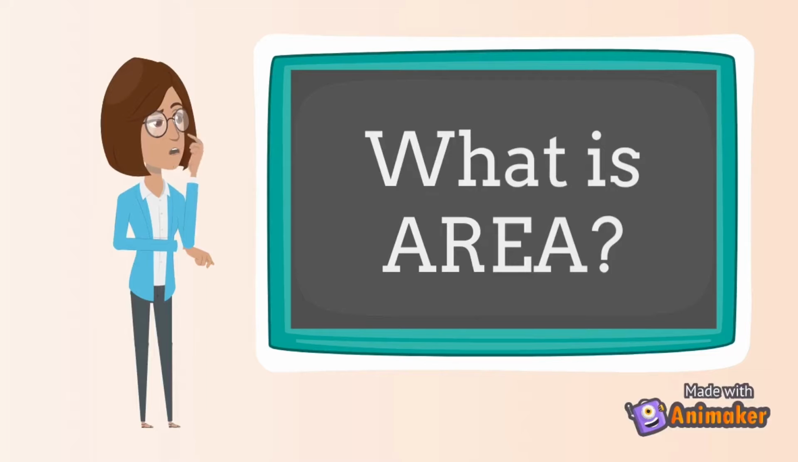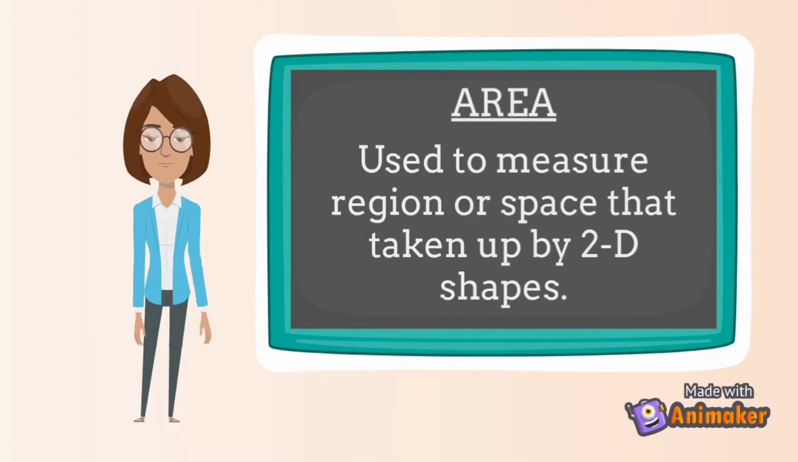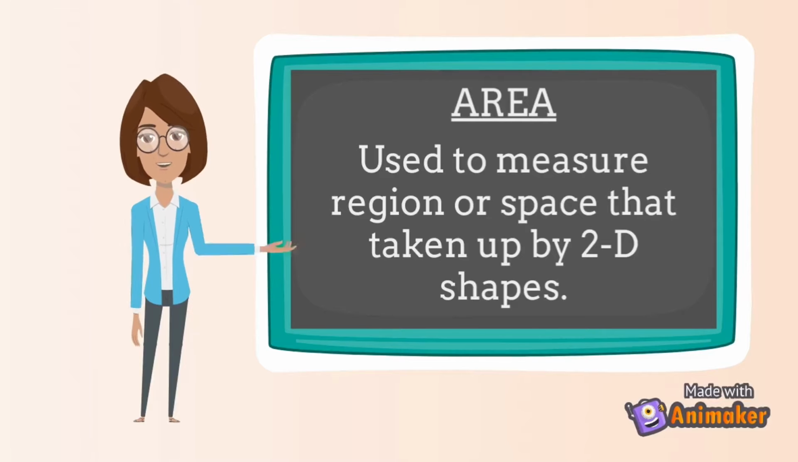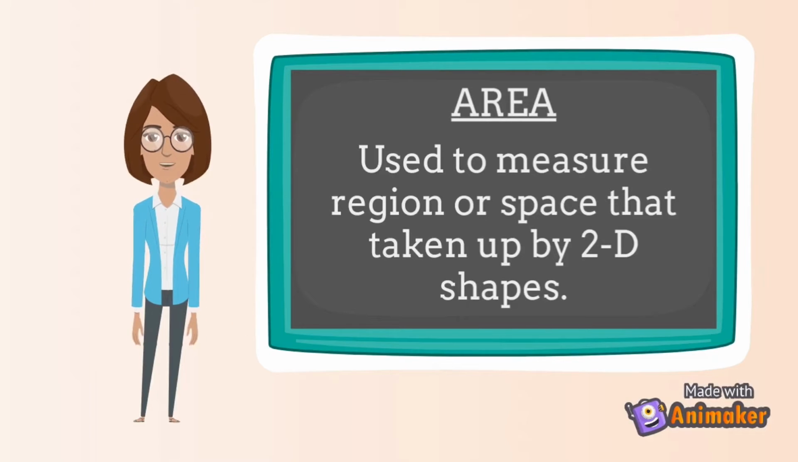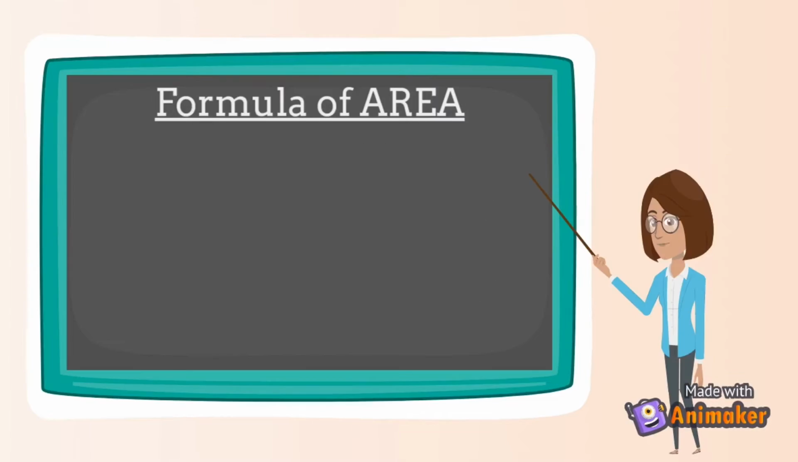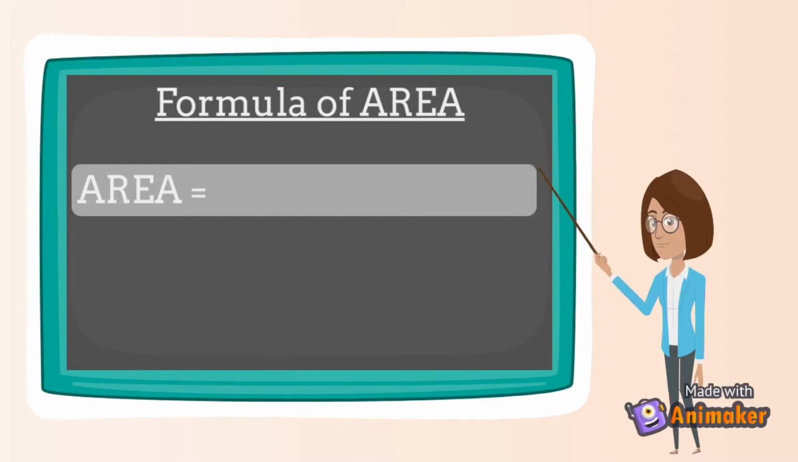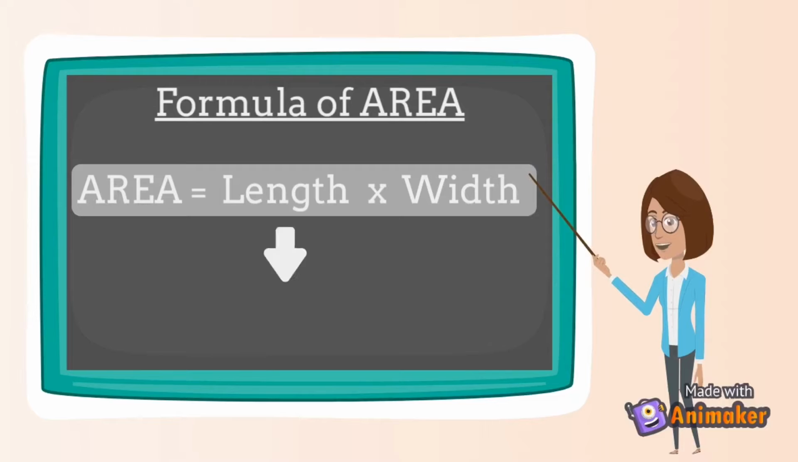Do you know what is area? Area is used to measure the region or total space taken by a 2D shape, such as a circle, rectangle, square, and others. Basically, the formula of area is the product of the length and width of the shape. The length is also known as the base, while the width is referred to as the height of the shape.